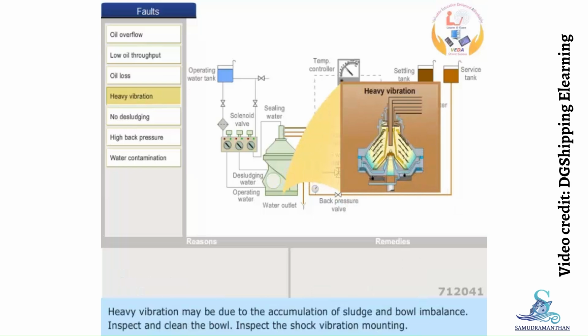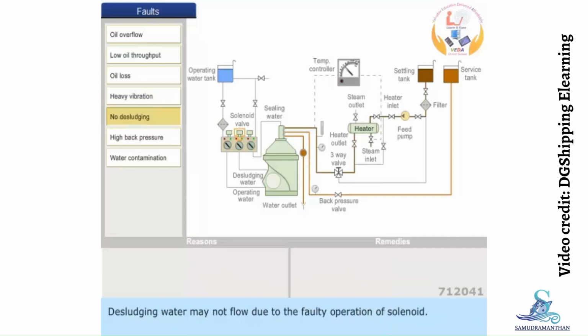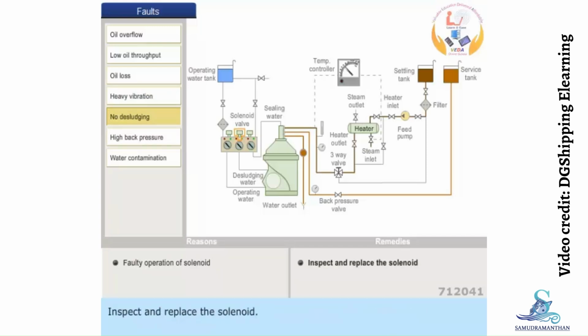Heavy vibration may be due to the accumulation of sludge and bowl imbalance. Inspect and clean the bowl. Inspect the shock vibration mountings. Desludging water may not flow due to the faulty operation of the solenoid. Inspect and replace the solenoid. A choked water line filter also blocks the flow of desludging water. Clean the filter.